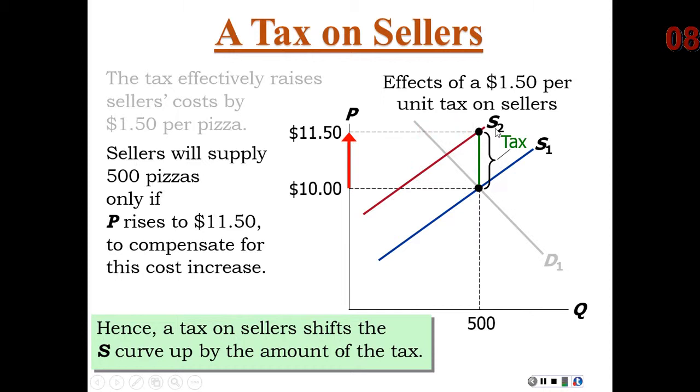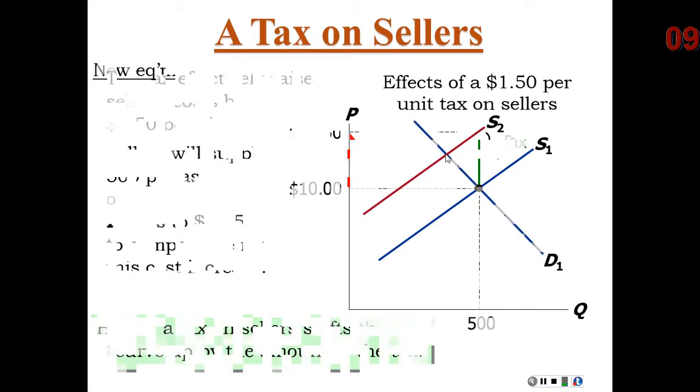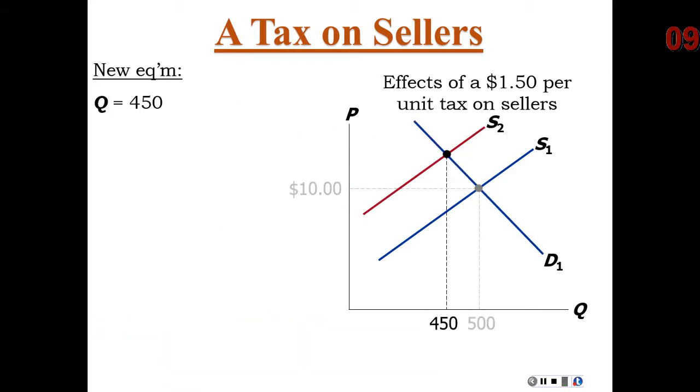What would happen when there's a surplus? The price would get bid down to what new level? Well, the new equilibrium. Here where the new supply curve intersects the old demand curve, that would be the new equilibrium in the marketplace. Okay? And it would be exactly 450 pizzas bought and sold. That would be the new equilibrium quantity.